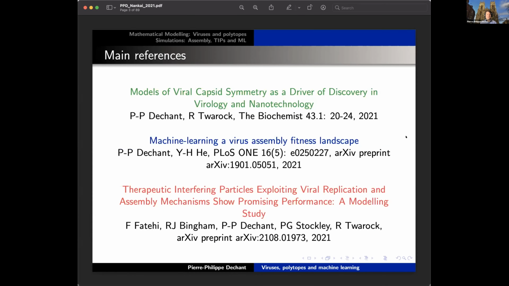So it will be a bit of a whistle-stop tour about virus structure. There's more detail if you're interested in the review article that Ryan Twarock and I have written this year. There's more detail in the article with Yang on the machine learning stuff, and the brand new paper that I was talking about on therapeutic interfering particles is just out this week.